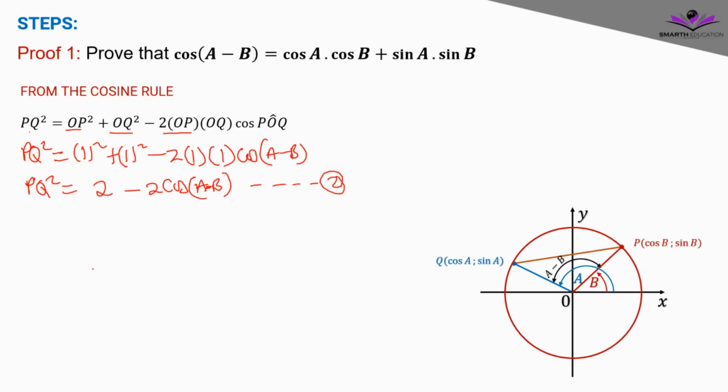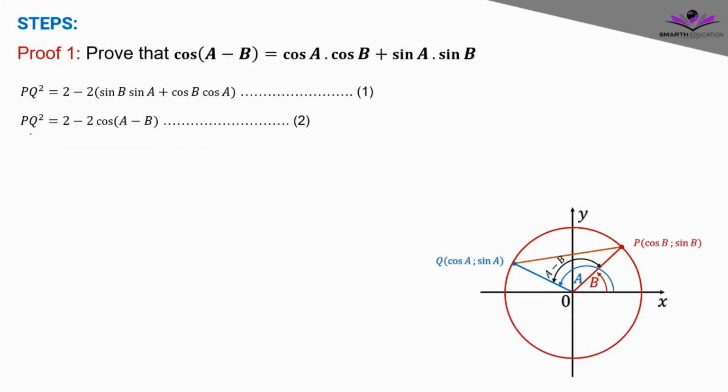Now we have two equations where PQ squared is our subject. We used the distance formula to get equation 1. We use the cosine rule to get equation 2. So now we have to equate these two equations. We got PQ squared from the distance formula, that's equation 1. We got PQ squared from the cosine rule, that's equation 2. Now you can equate these, okay, because they are both equal to PQ squared.